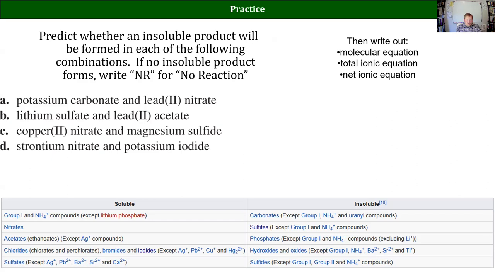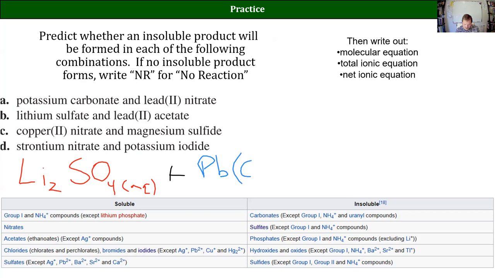So I'll only do the molecular equation for this one, for B, and I'll let you practice doing the total and net ionic equations. Lithium sulfate: we look at the charges on each of them. Sulfate's a negative 2 charge, so it takes 2 lithiums, aqueous. And lead 2 acetate. Acetate's a negative 1 charge, so we're going to need 2 acetates for every 1 lead 2 ion.